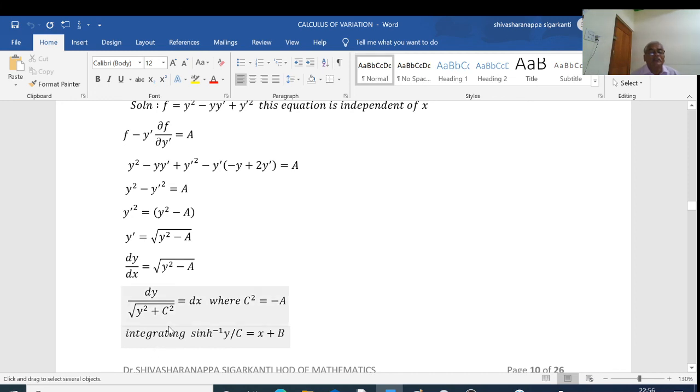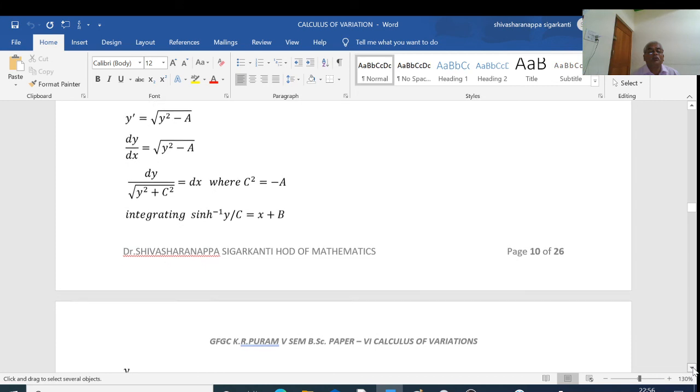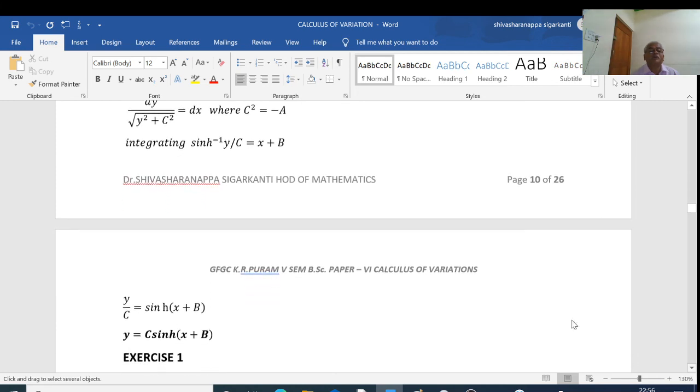And now integrating this, what is the integration of this? This is sine hyperbolic inverse of y by c is equal to x plus the constant of integration b. Sine hyperbolic inverse of y by c is equal to x plus b, or we can write y by c equal to sine hyperbolic of x plus b. This is the required solution.